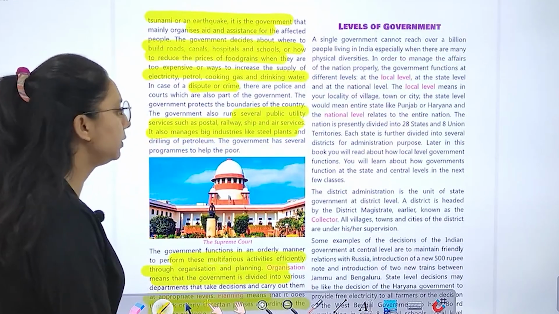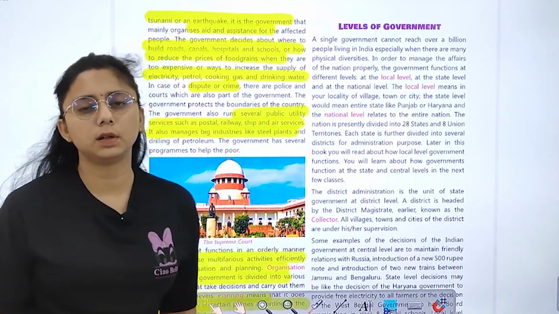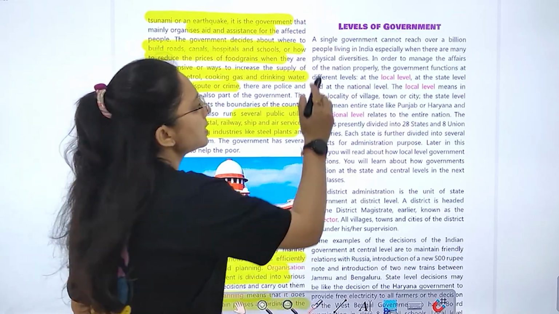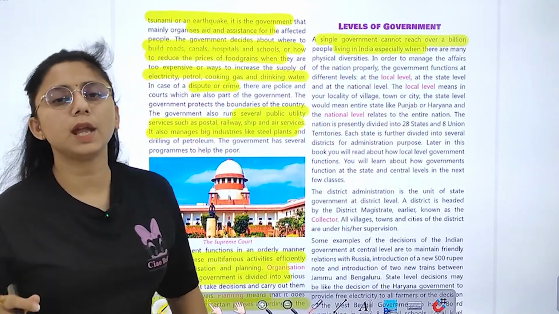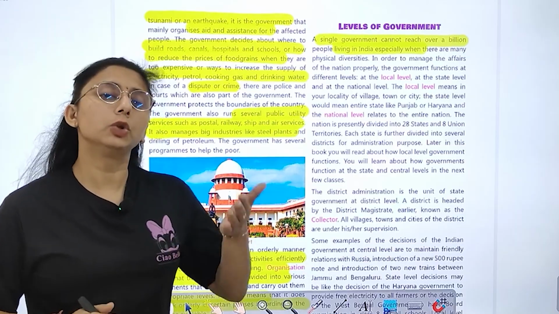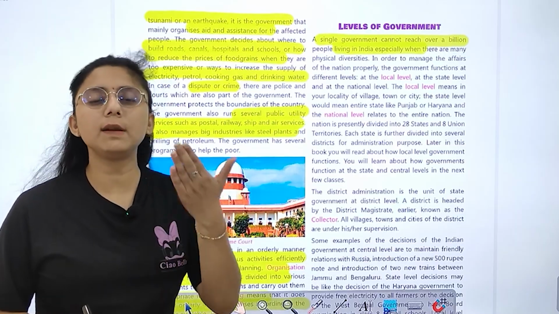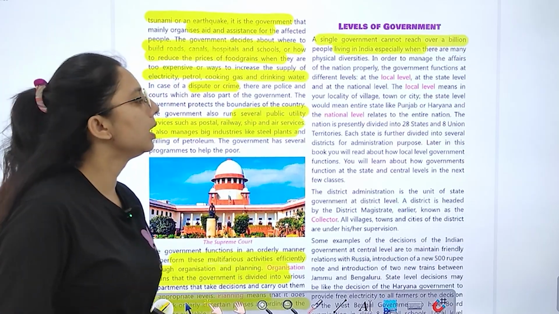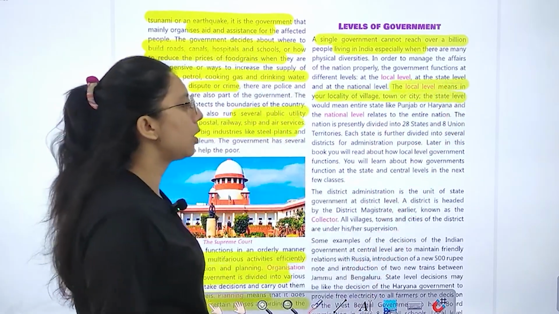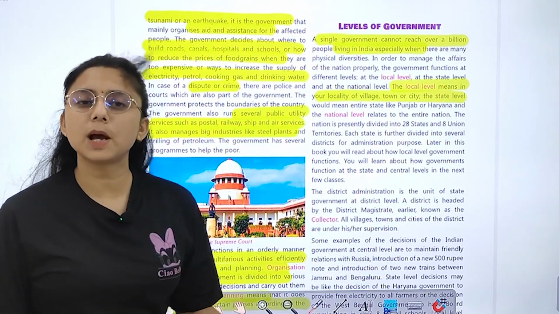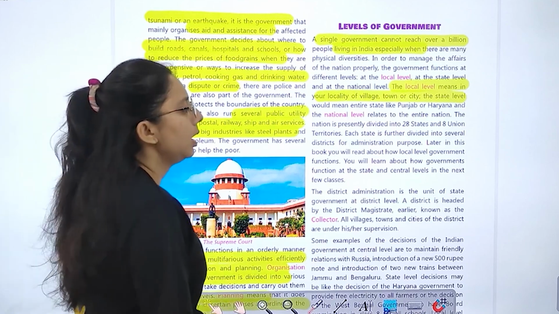We have three levels of government: local, state, and national level. Right? So a single government cannot reach over a billion people. With such a vast population, one government cannot work alone. So we divided government at different levels: local level, state level, national level. So local level means in a locality, village, town or city. State level is like Punjab, Haryana, Uttar Pradesh, okay.